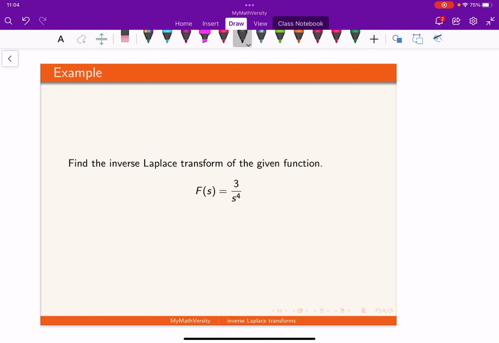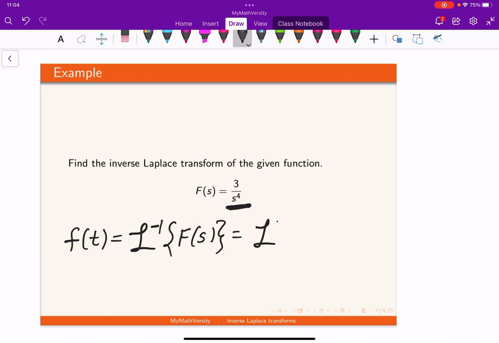In this example, we'll try to find the inverse Laplace transform of this given function. So we have given here a function of s as 3 over s to the power 4. So we just want to figure out what is the function of t, right? That is the inverse Laplace transform of this capital F of s, or let's say our goal is to figure out the inverse Laplace transform of 3 over s to the power 4. So let's try to see how we can do that.